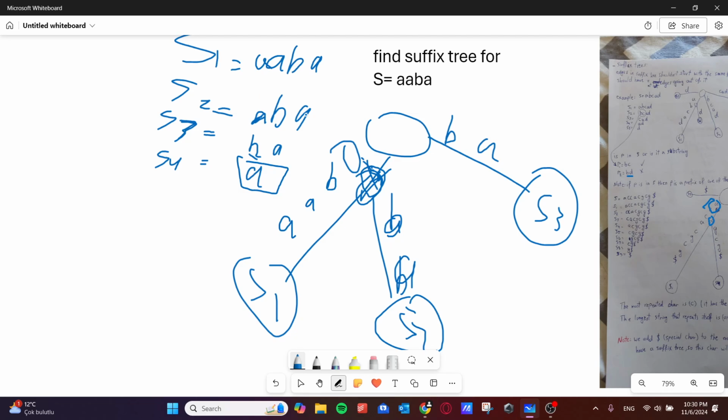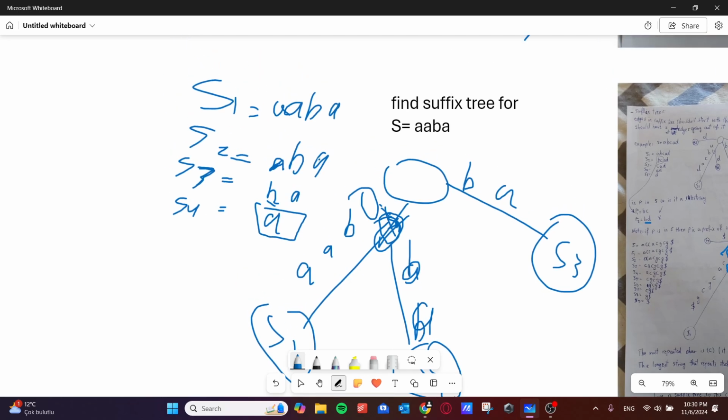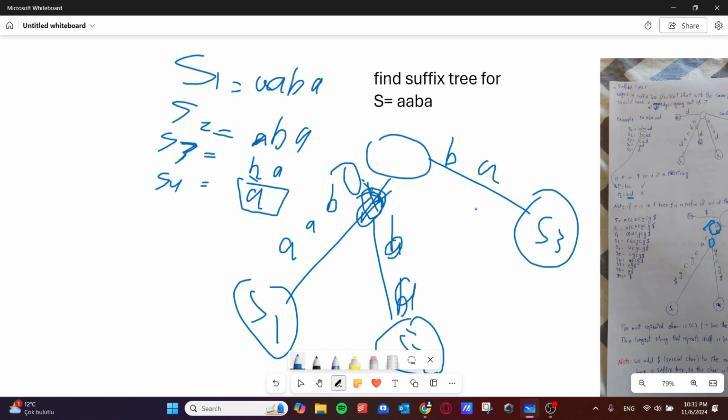So how can I make this a suffix tree? No, it's not a suffix tree, because I couldn't represent it as one, right? So how can I make it a suffix tree? I add a special character to the end of the string, okay?